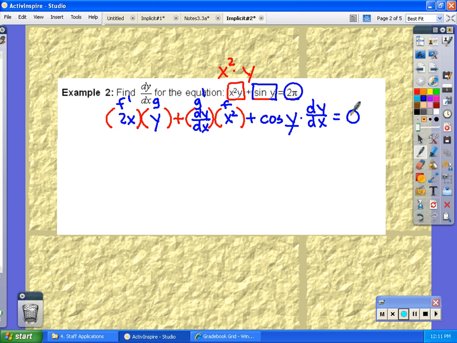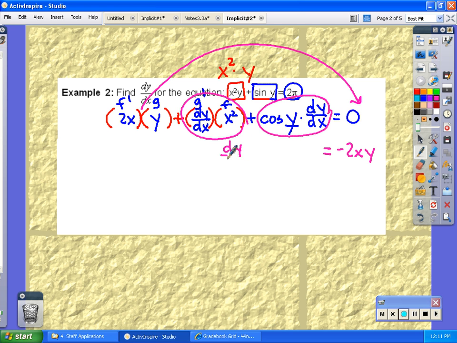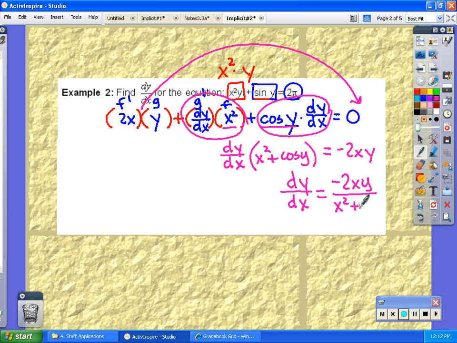So I have two expressions that involve a dy over dx, so I'm going to move the 2xy to the other side, and that makes that a negative 2xy. And on the left-hand side, I'm going to factor out the dy over dx, and that leaves x squared plus the cosine of y. And then you just simply divide both sides by what's inside the parentheses. So that gives you negative 2xy over x squared plus the cosine of y.